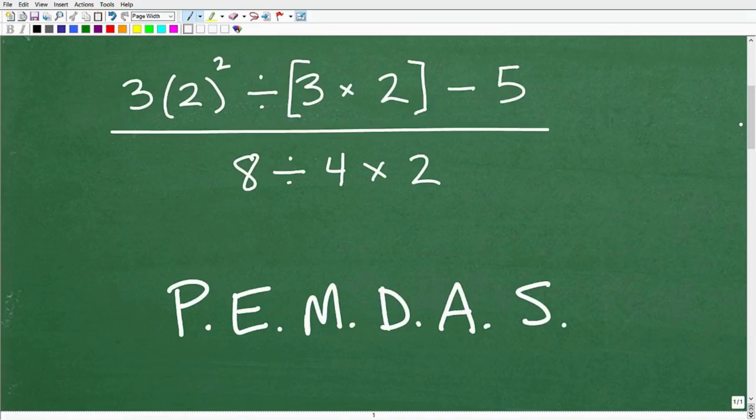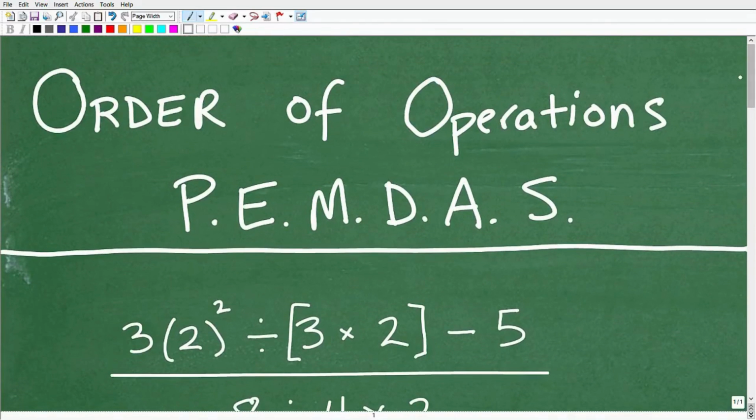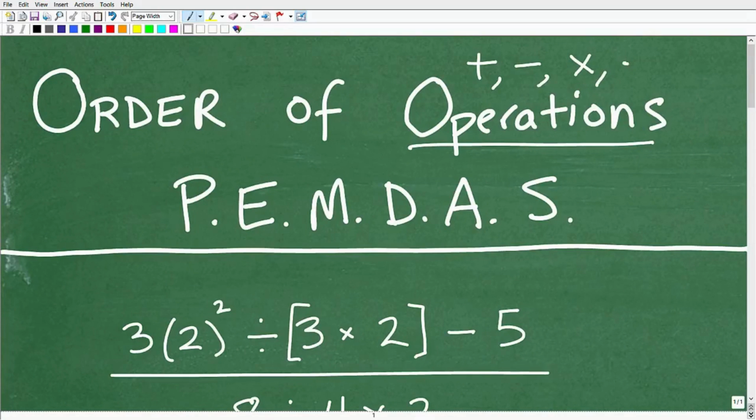Now, what does this mean? Let's go back up here real quick. Order of operations. This means something. Well, in mathematics, operations are things like this: addition, subtraction, multiplication, division, powers. These are examples of mathematical operations. These are mathematical operators.